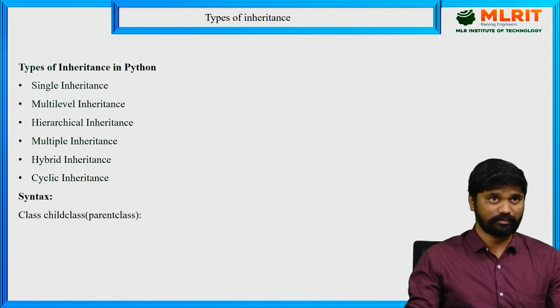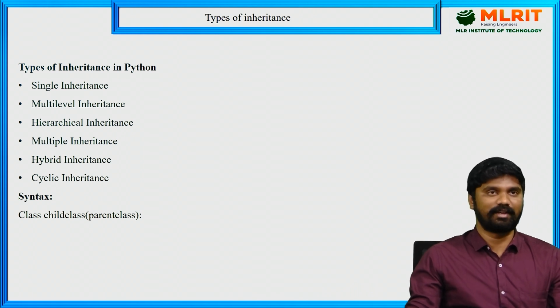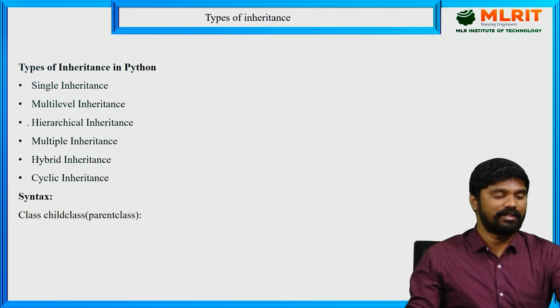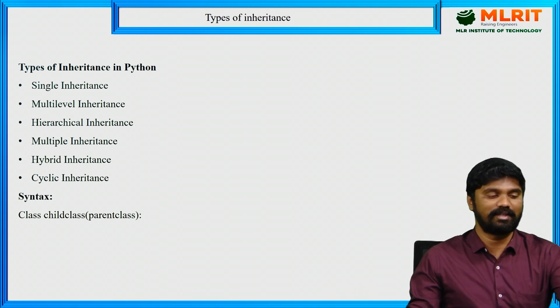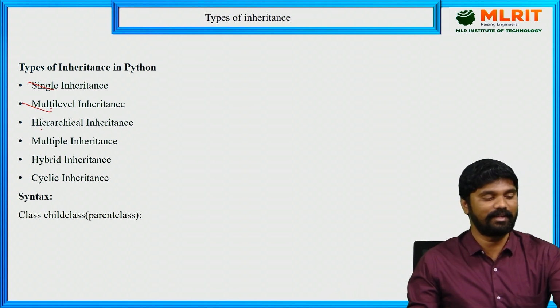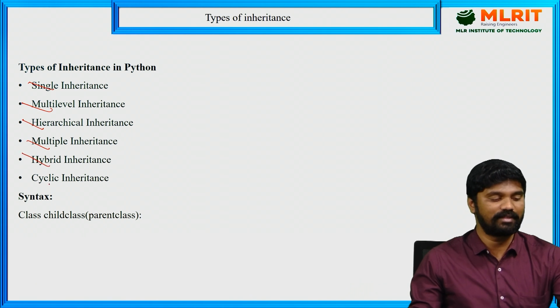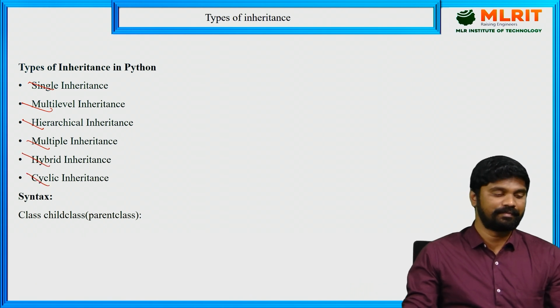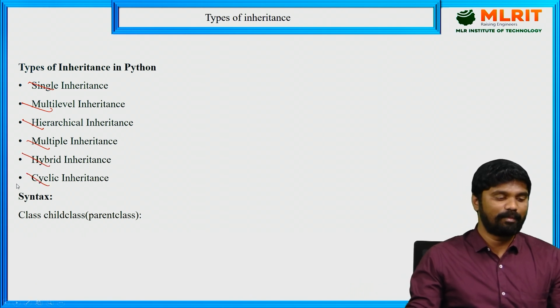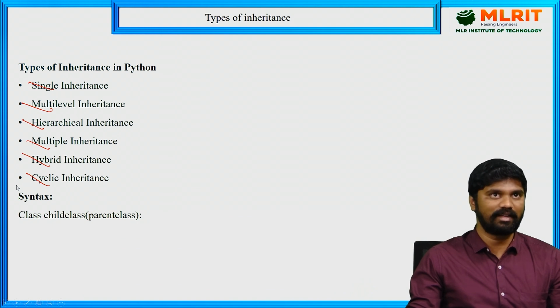Now, how many types of inheritance are there? Totally 7 types of inheritance. One is single inheritance, multi-level inheritance, hierarchical inheritance, multiple inheritance, hybrid inheritance, cyclic inheritance.